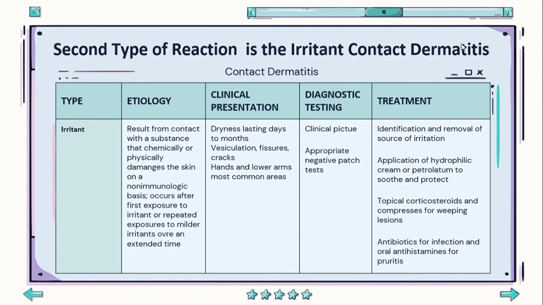Clinical presentation includes dryness that lasts for days to months. Common areas that affect are the hands and the feet, but it can also occur on the face or elsewhere on the body. It causes the skin to become itchy, blistered, dry, and cracked. Lighter skin can become red, and darker skin can become dark brown, purple, or gray. For diagnostic testing, this includes the clinical picture on the appropriate negative test.